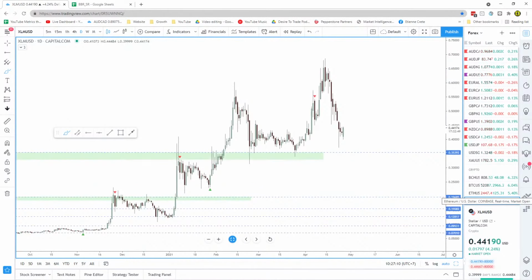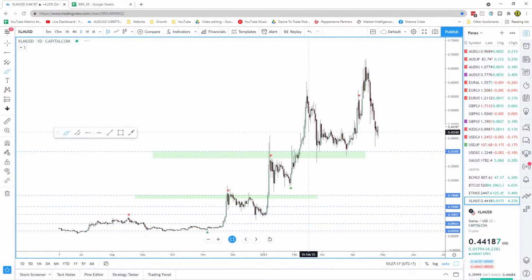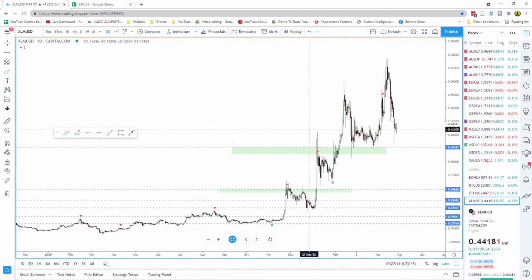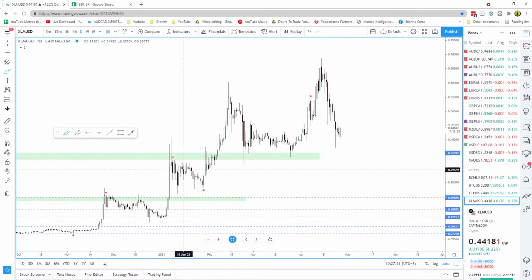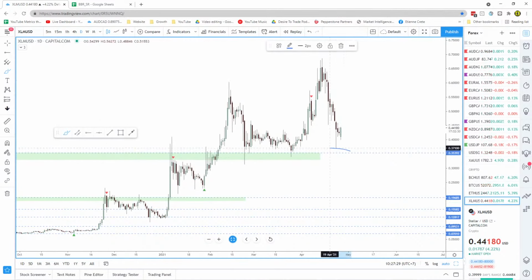And then XLM, I forgot the name of this one, Stellar, I think. Yeah, Stellar. Is really sideways now. This is still trending, but with bigger drops in this pair. We have a nice support at 0.35. It's a cool place to look for buy, bullish trades. And over there. And then for resistance, we can look at maybe this level here, and another one over there.